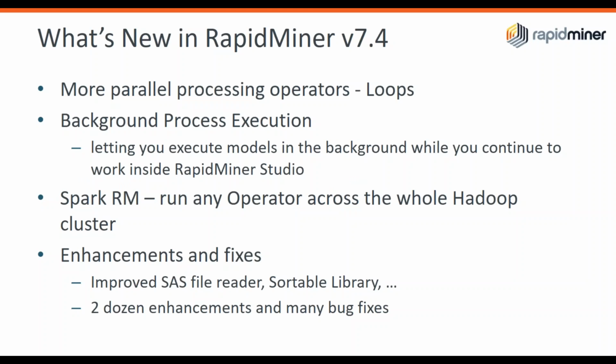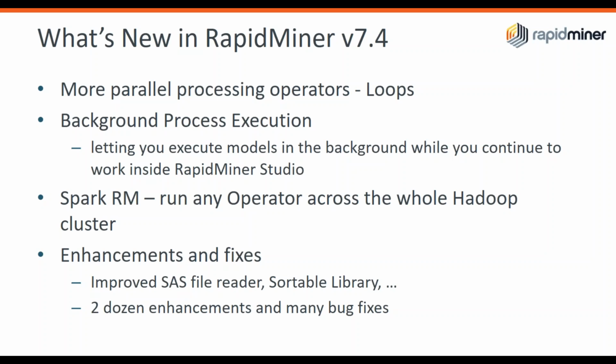And what we've done then is we've added some more operators that can now execute in parallel and use multiple cores. So a number of loop operators have been added to the list. We've also introduced a completely new feature, which is background process execution. So this feature lets you execute a process in the background while you continue to use the rest of RapidMiner Studio or the GUI. So you can be working on one process while you have others running in the background. Jesus will demonstrate this to you. You'll see how that works. Very handy feature, saves you a lot of time.